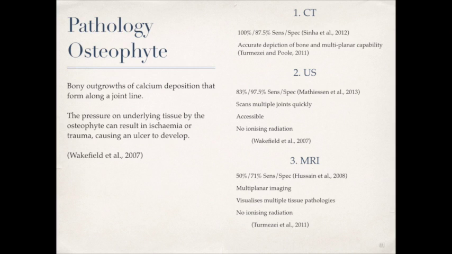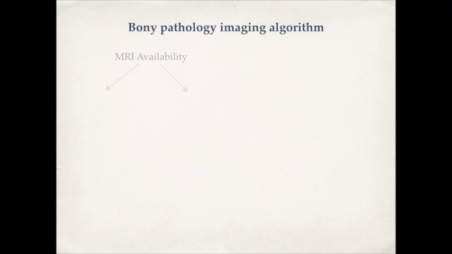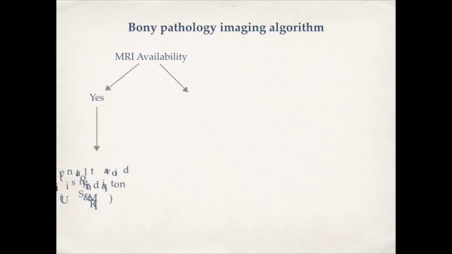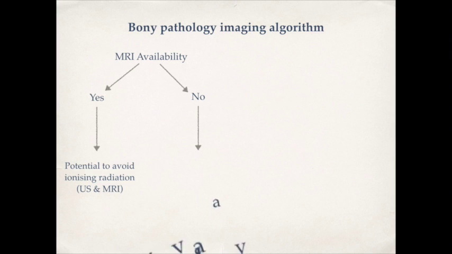It can scan multiple joints quickly, it's accessible and doesn't produce ionizing radiation. MRI is less sensitive and specific at 50 and 71%. It also produces multiplanar images and visualizes multiple tissue pathologies without ionizing radiation. Our algorithm relies mainly on the MRI availability. If it is available, we would use this to potentially avoid any exposure to ionizing radiation. However, if MRI isn't available, we would have to use the next available high-quality imaging technique.